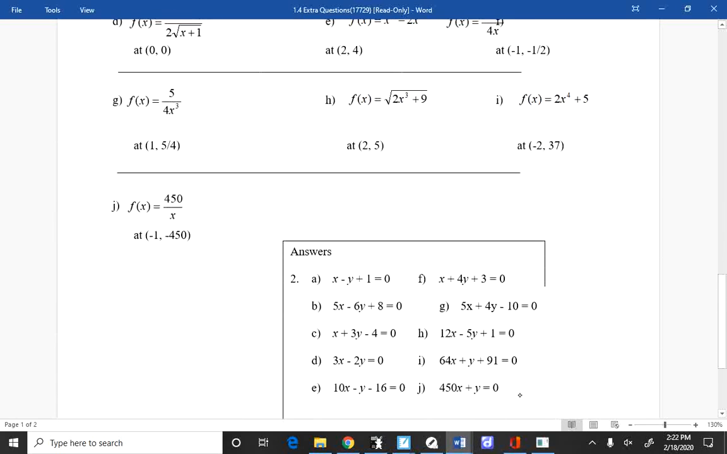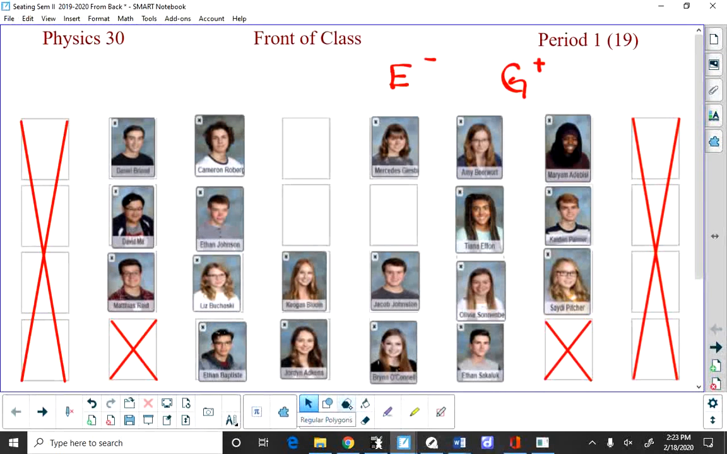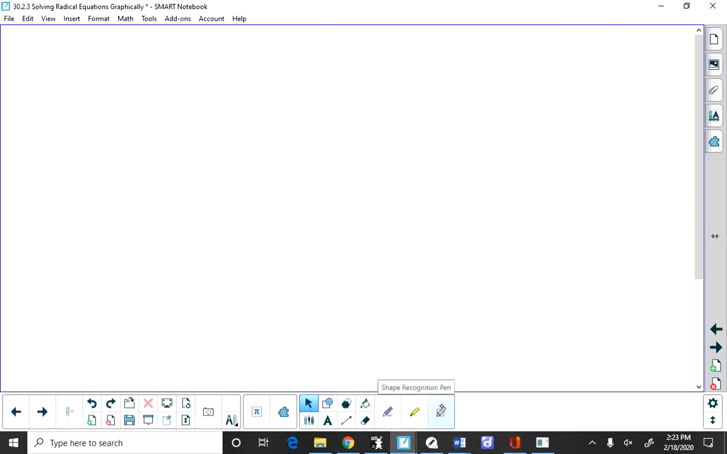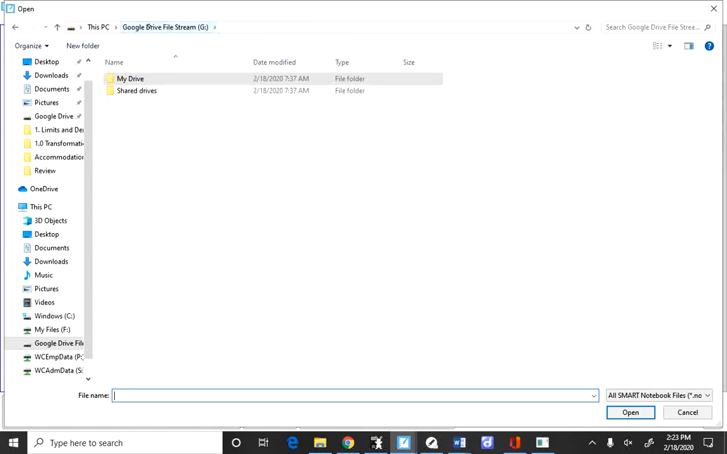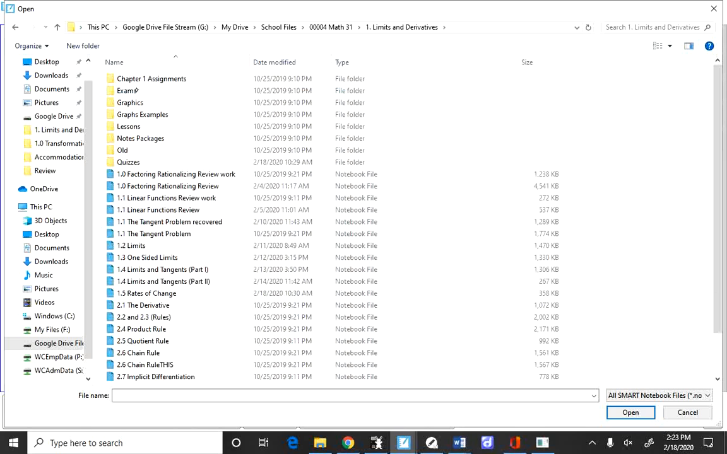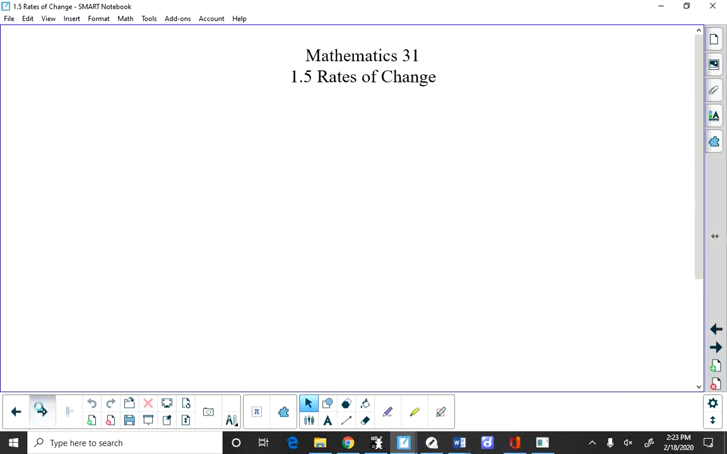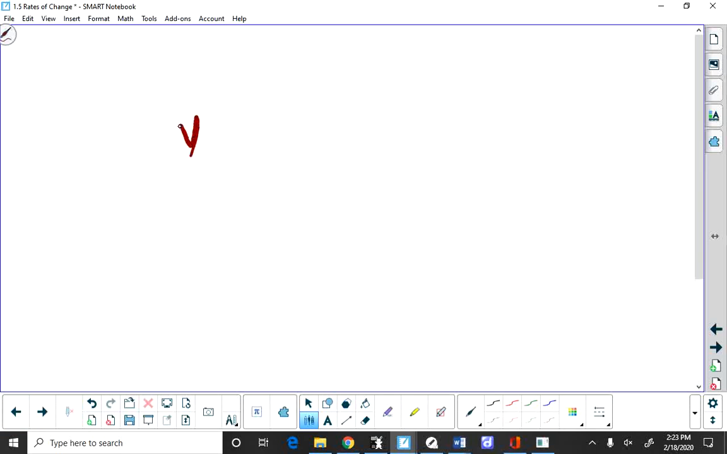So this is the h formula, and we have 5 over 4x cubed. Okay. Y equals 5 over 4x cubed.